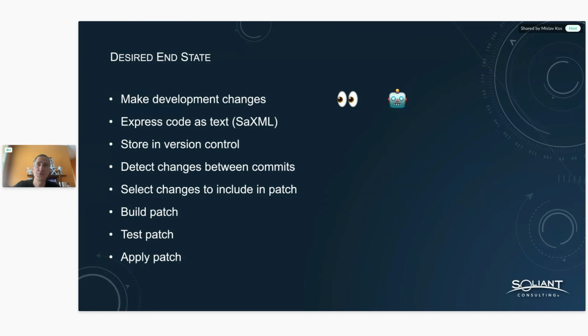Selecting the changes to include in the patch, that's going to be a decision that a human should make, but it should be easy for them to do it, right? So there should be some automation that helps them make those selections. And similarly for applying the patch, I'm going to be involved with that, but the extent that I want to be involved in is just clicking a button. That's it, right? The rest of it should be automated. It should be easy for me to do.